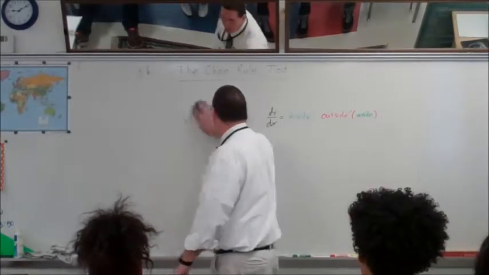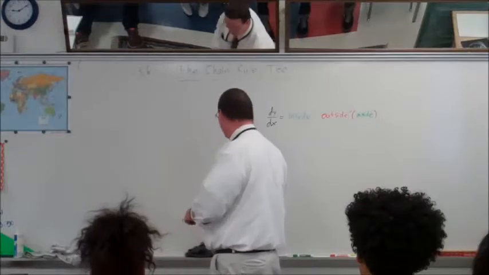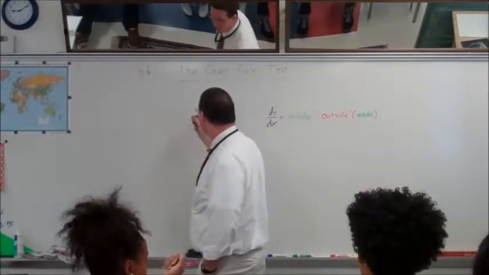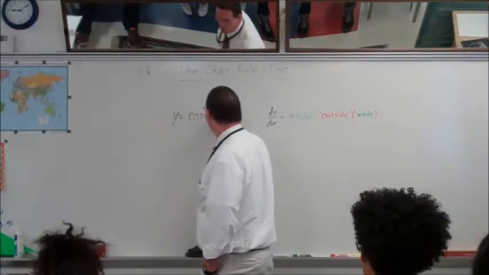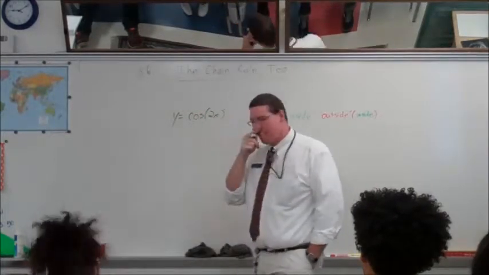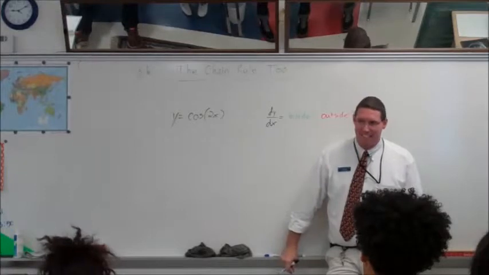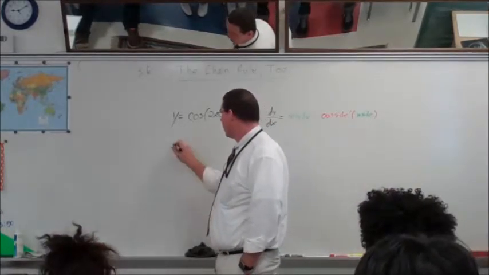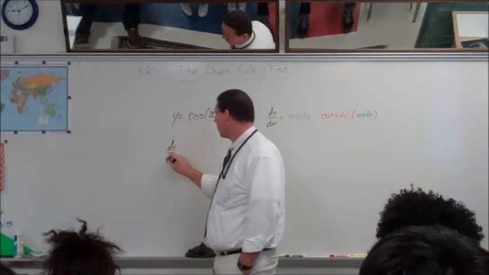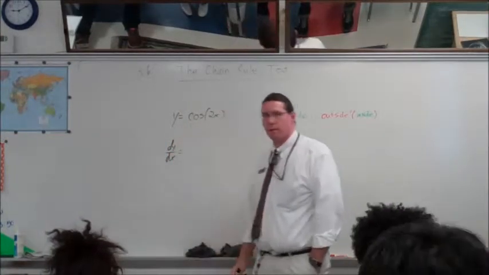All right, so let's go ahead and do a few more. Let's do half a dozen if we can. Let's do another trig one. Let's say y is equal to cosine of 2x. See if you can figure out the derivative of that. Cosine of 2x. Is it a chain rule problem, first of all? I'm not going to solve it right now. I just want to know, is it a chain rule problem? Sure is.